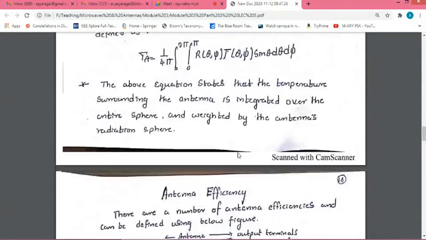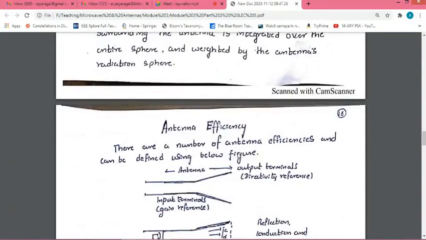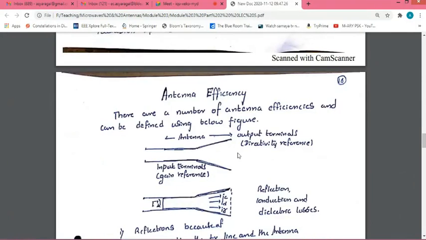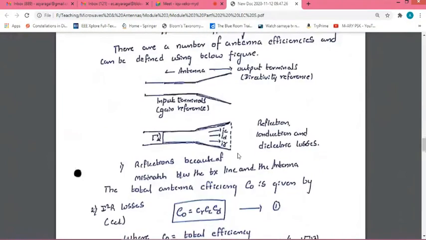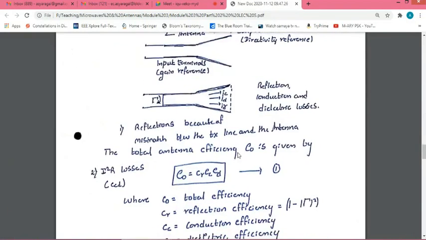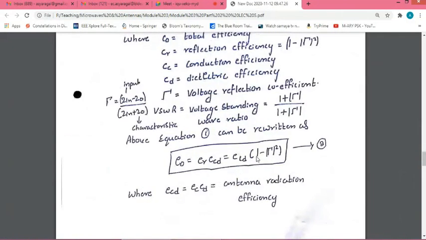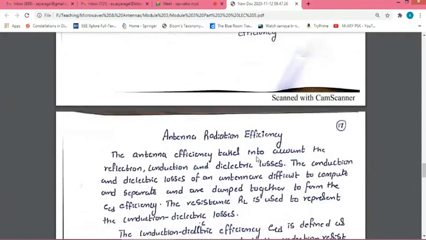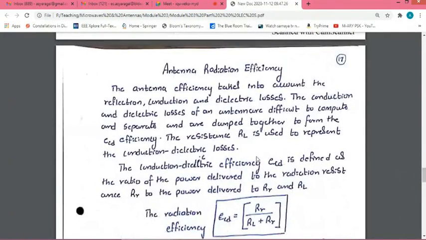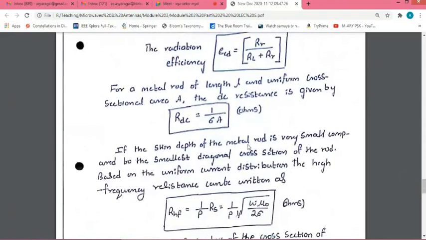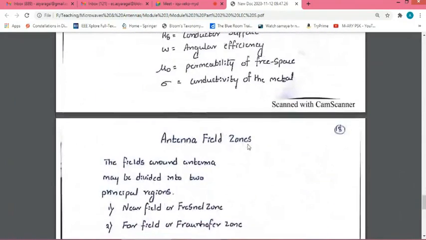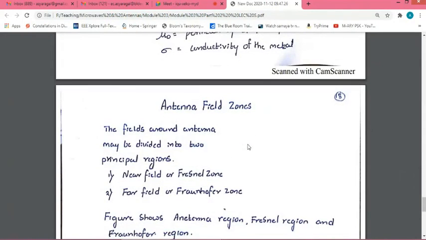Then we have the antenna efficiency. The antenna efficiency depends on reflection, conduction and dielectric losses. If we want to consider the efficiency of an antenna at the input terminal, we need to look into the gain. If I want to identify the efficiency at the output terminal, I need to look into the directivity. This is the equation given here. Antenna radiation efficiency depends on two losses, conduction and dielectric losses. Then we learned about the antenna field zones, near field and far field.